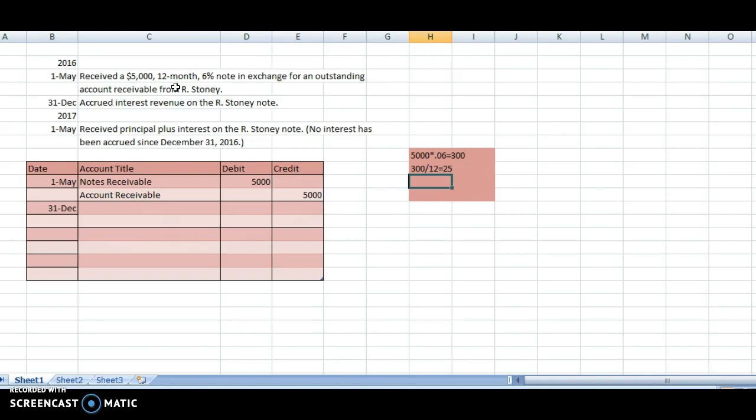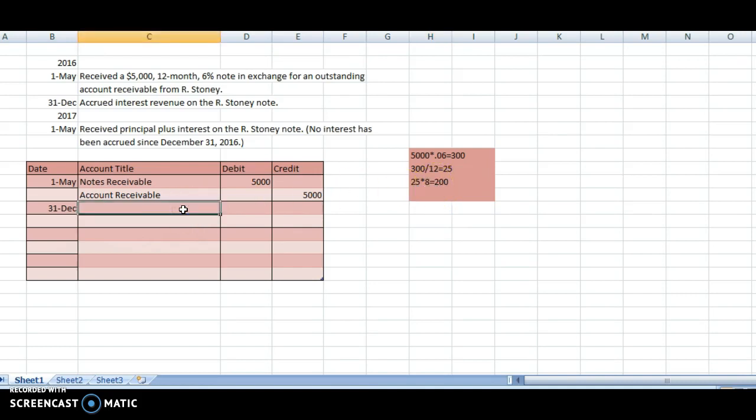So if we take when they first received the note, and then see how many months from May 1st is to December 31st, you have to count both the month of May and the month of December, because it's the beginning of May and the end of December. So that is a total of 8 months. We take that $25 every month, and so far we've had 8 months. And so that is $200 that they have accrued.